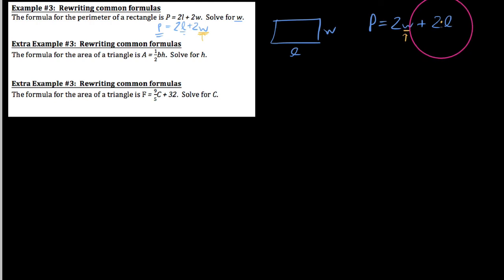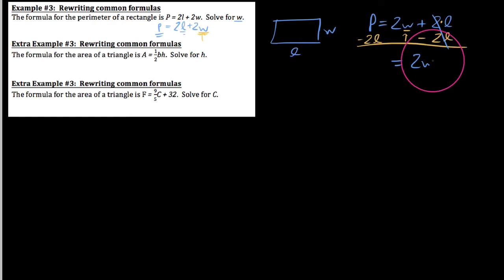But those are glued together. So in order to get rid of it, to get rid of a positive 2L, we have to subtract 2L from both sides. Okay? And the thing that's going to be true is this, essentially. Those cancel out. And we're left with 2 W's on the right, but these are not like terms on the left. So we're just going to leave this as P minus 2 lengths.